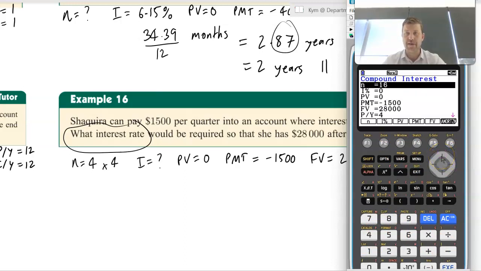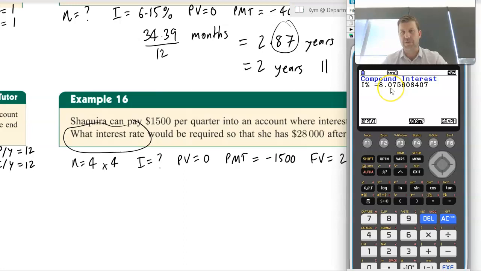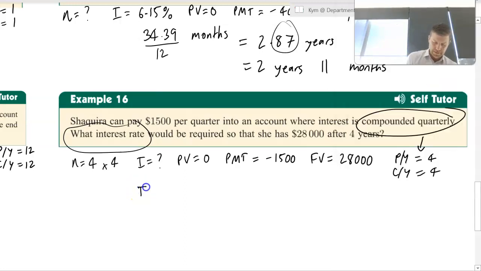Once you've got all that in there, now you can ask it to calculate the interest rate you would need to achieve $28,000 based on depositing $1,500 per quarter. So F2 here, calculating the interest rate, it would be an interest rate of 8 point, and let's round it just to 1 decimal place, 8.1%. So interest rate needed would be 8.1%, and that's it.